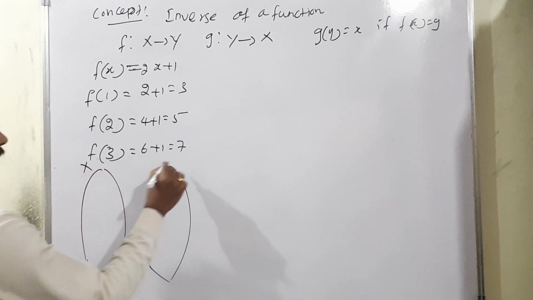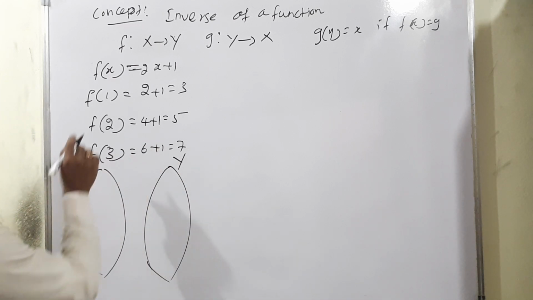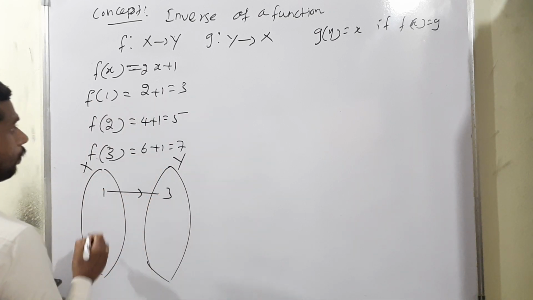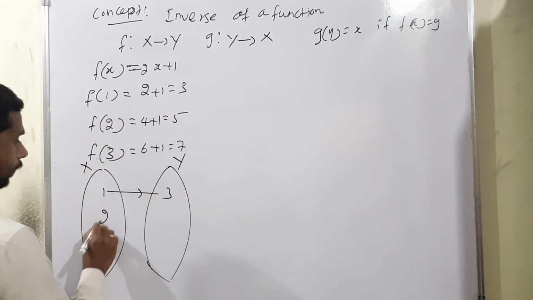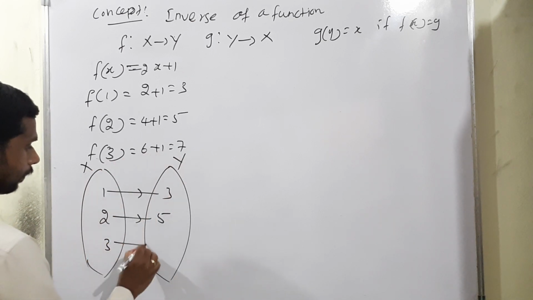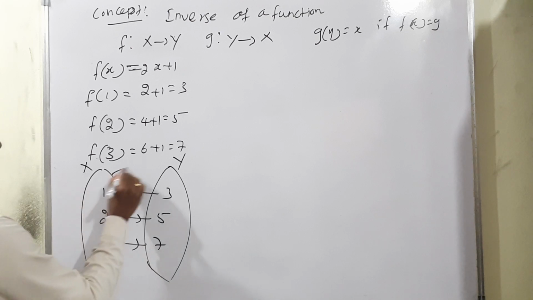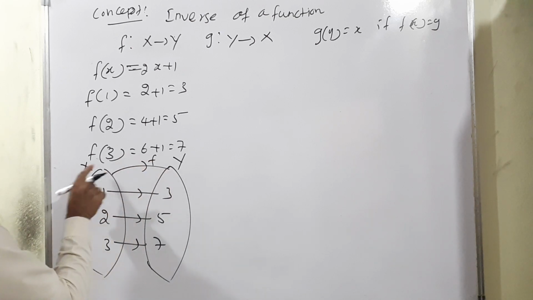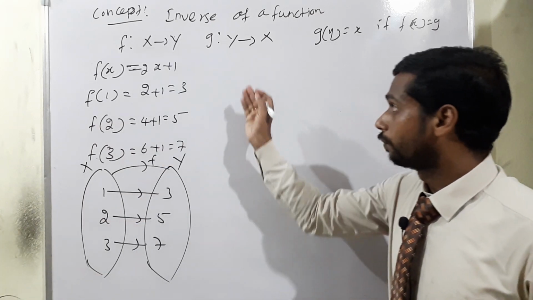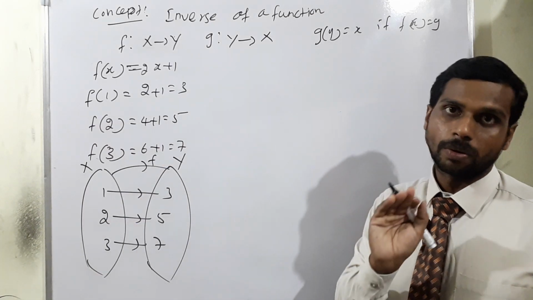This is x, this is y, mapping 1 to 3, 2 to 5, 3 to 7. This is one function, f from x to y, and in the same case, converting it is called invertible, which gives the inverse.